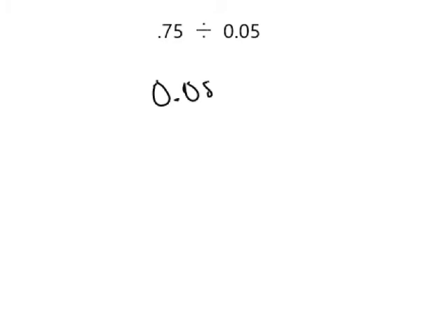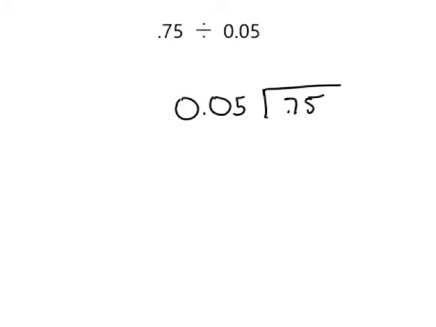0.05 goes into 0.75. Now take a look at this problem. We have a decimal point in 0.05, right? Because 0.05 has a decimal point, you must first move the decimal point to the right end of the number. That is step number 2.